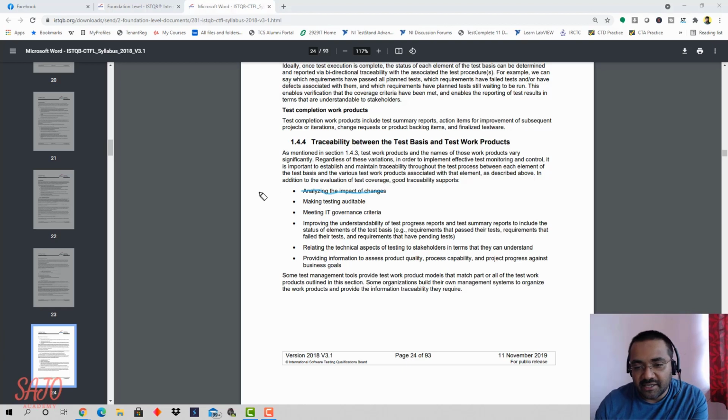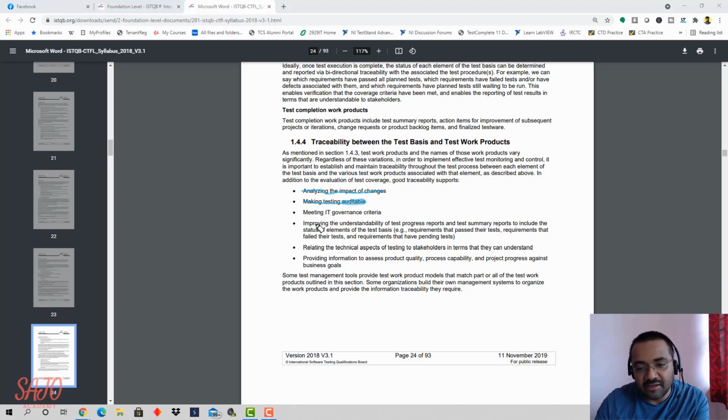Okay, second is making testing auditable. So what it means? What you do during audits, generally you check whether you have followed the process or not, right? So here, if you have traceability, you can check whether all your requirements are covered or not. So you can measure the coverage. Let's say you have 100 requirements, so you know that 80 requirements are covered and these are the 20 requirements which are not covered. So you know the gaps and you can work on those. Okay, meeting the IT governance criteria.